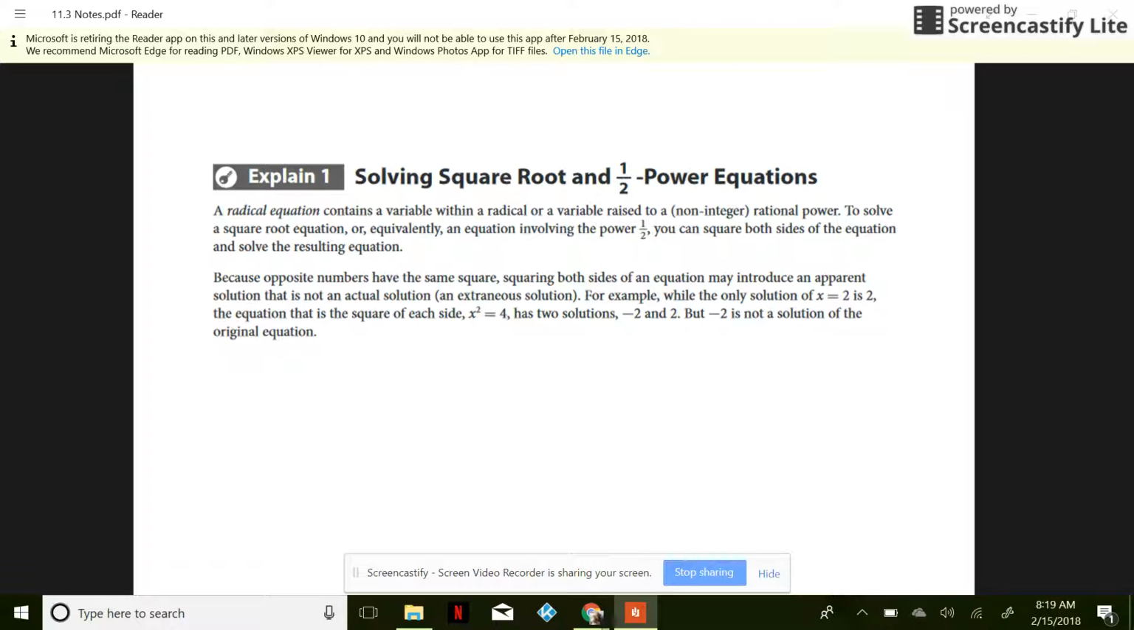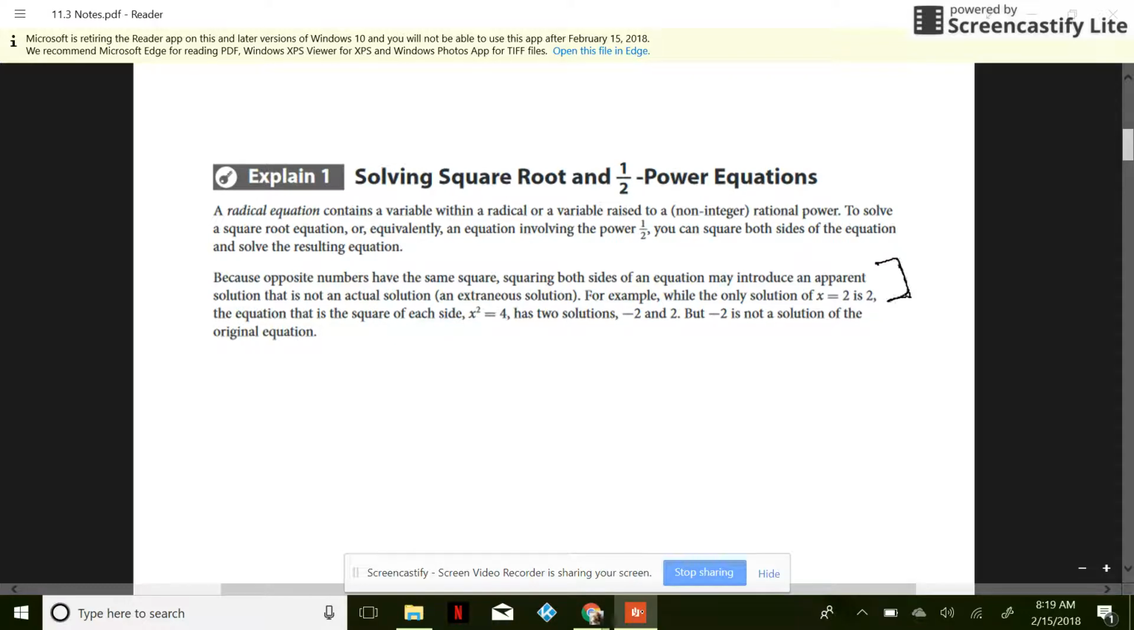To solve a square root equation, or equivalently, an equation involving the power 1/2, you can square both sides of the equation and solve the resulting equation. Because opposite numbers have the same square, squaring both sides of an equation may introduce an apparent solution that is not an actual solution, so it will be an extraneous solution. For example, while the only solution of x equals 2 is 2, the equation that is the square of each side, x squared equals 4, has two solutions, -2 and +2. But -2 is not a solution of the original equation.